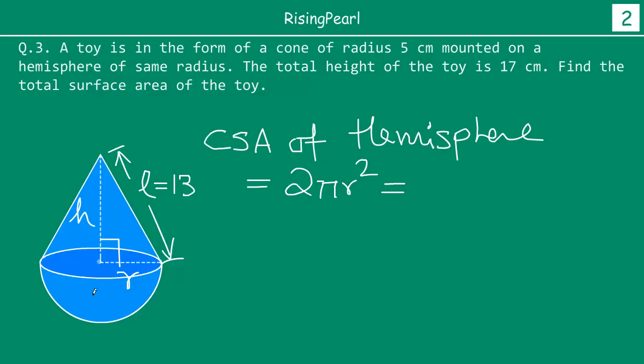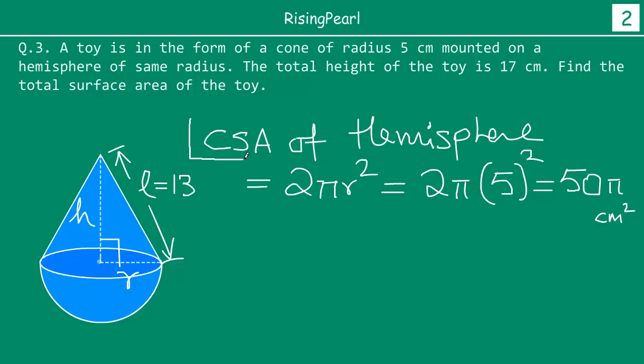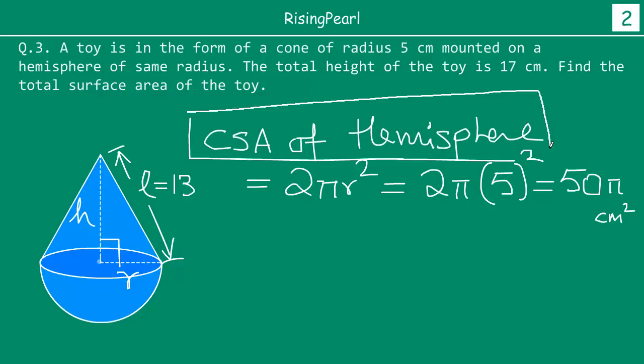So now we are talking about the hemisphere. The curved surface area of the hemisphere is 2 pi r square, or 2 times pi times 5 square. Now 5 5s are 25, 25 2s are 50. So this is 50 times pi centimeter square. So the CSA of the hemisphere is 50 pi centimeter square.